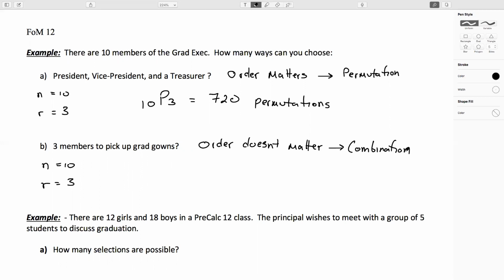So it's very similar. It's going to be 10 choose 3 this time, or 10C3. And that's only going to be 120 combinations.